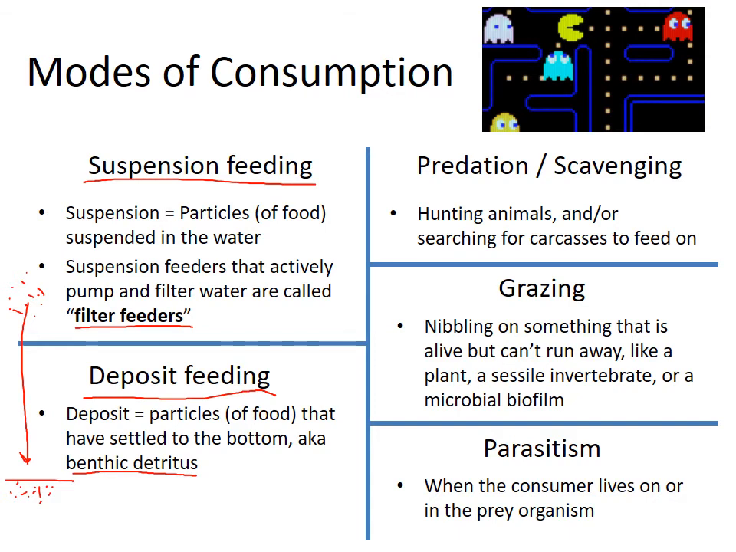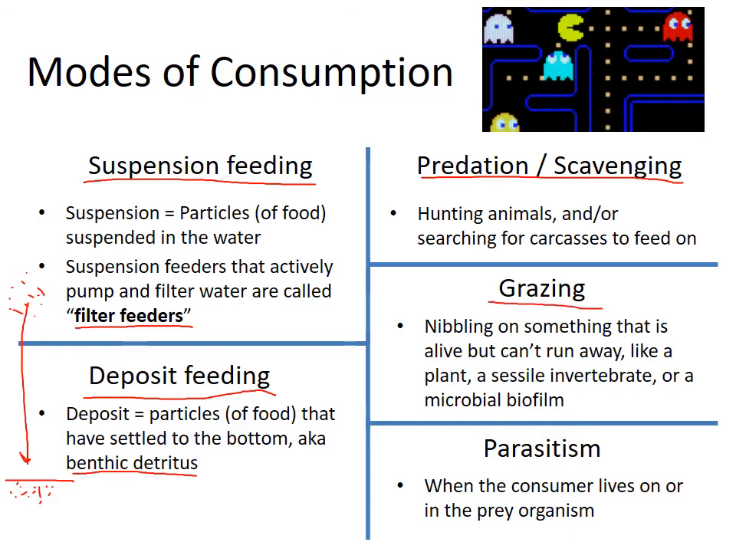Okay, moving on to the right-hand column here, predation and scavenging. So that's where you're hunting animals. That would be predation, and scavenging would be you're hunting dead things to prey on, carcasses. So we'll talk about how there can be sort of a fuzzy line between predation and scavenging.